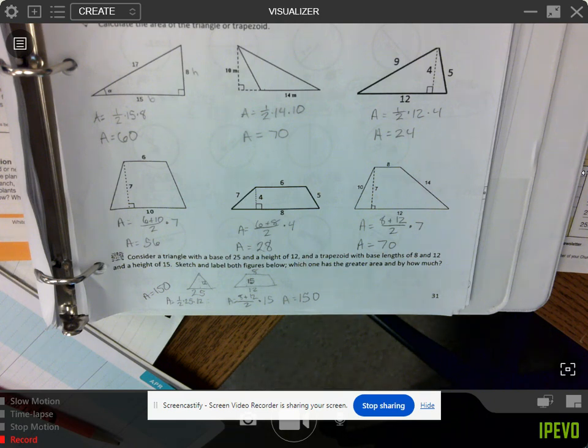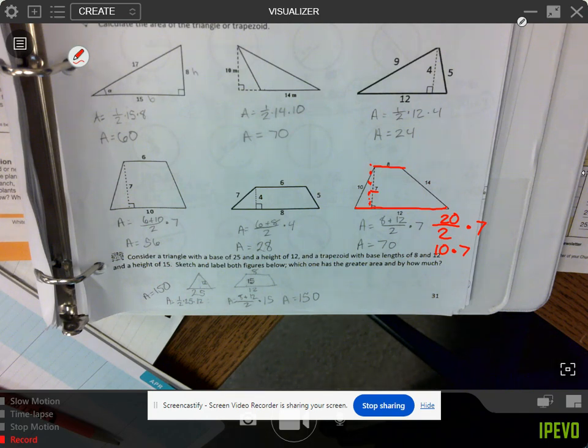Hannah Mae. I got 40. For which one? So we have a base of 12 and a base of 8. So 8 plus 12 gives us 20. Then that's going to be divided by our 2. And then we have a height of 7. So we times it by 7. So 20 divided by 2 is 10 times 7. So what did you do?